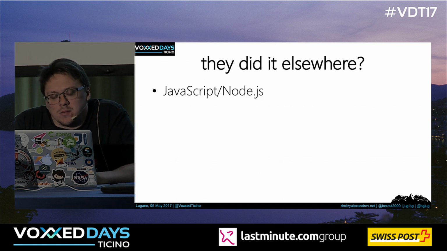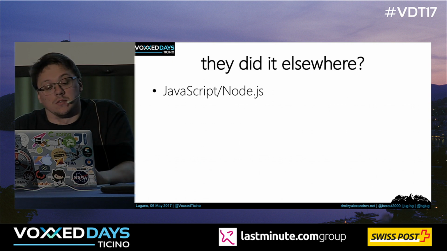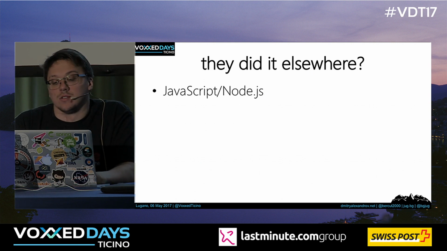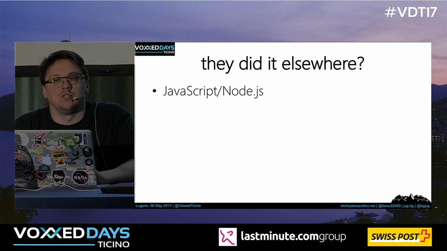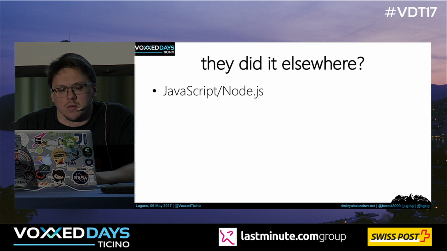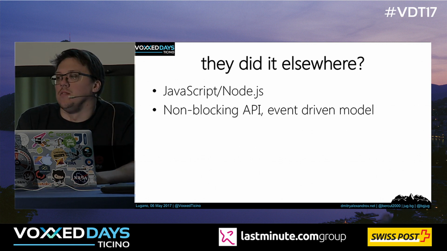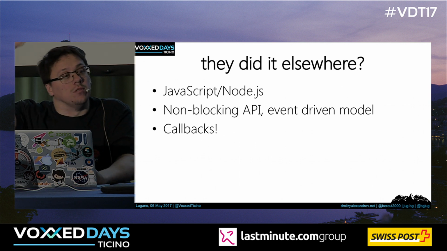So, probably the question is, did they do this somewhere else? Of course, it's in JavaScript and Node.js. As you know, JavaScript actually has no threads in its language model, you cannot write threads with its expressions. So they made this wonderful Node.js stuff, which is based on non-blocking APIs and an event-driven model. And of course, everything there was callbacks. Has somebody of you tried to use this?